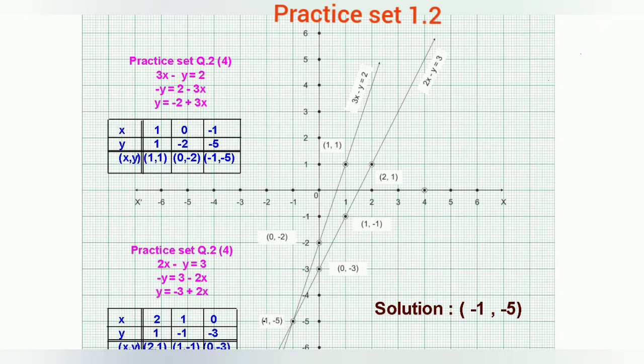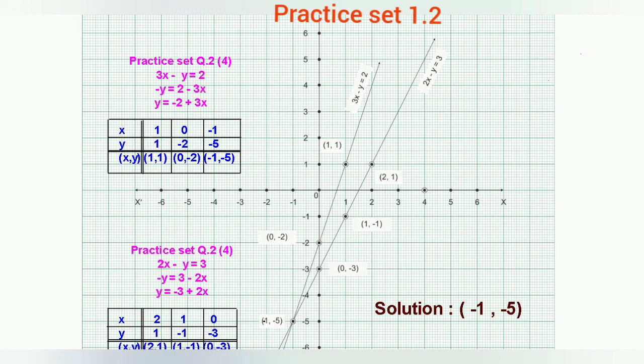Now we'll take the next sum. Here it is 3x minus y equal to 2. Convert it into the form y equal to. Again these are the values of x, we'll get the values of y, and these are the required points we are going to plot on graph paper. See here 1, 1, then 0, minus 2, and here it is minus 1, minus 5.